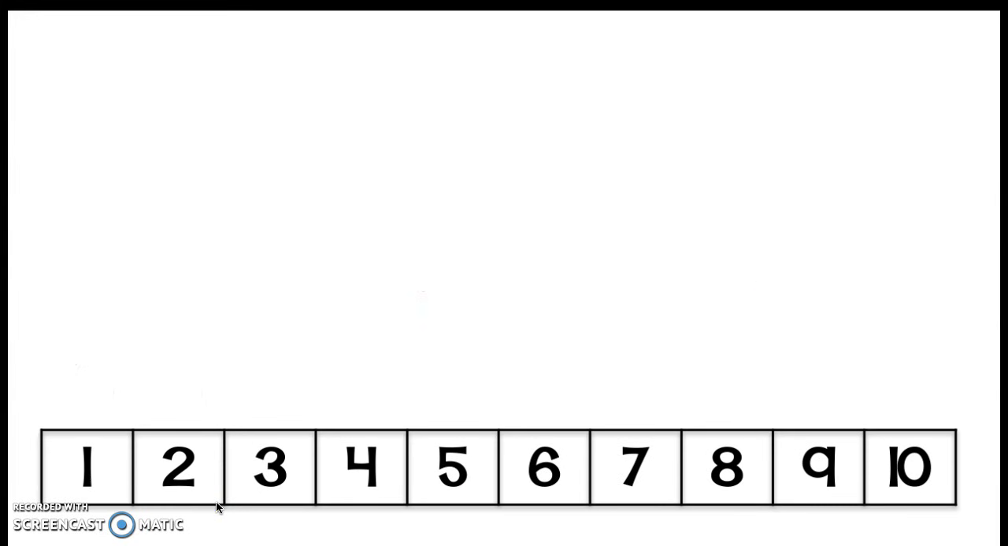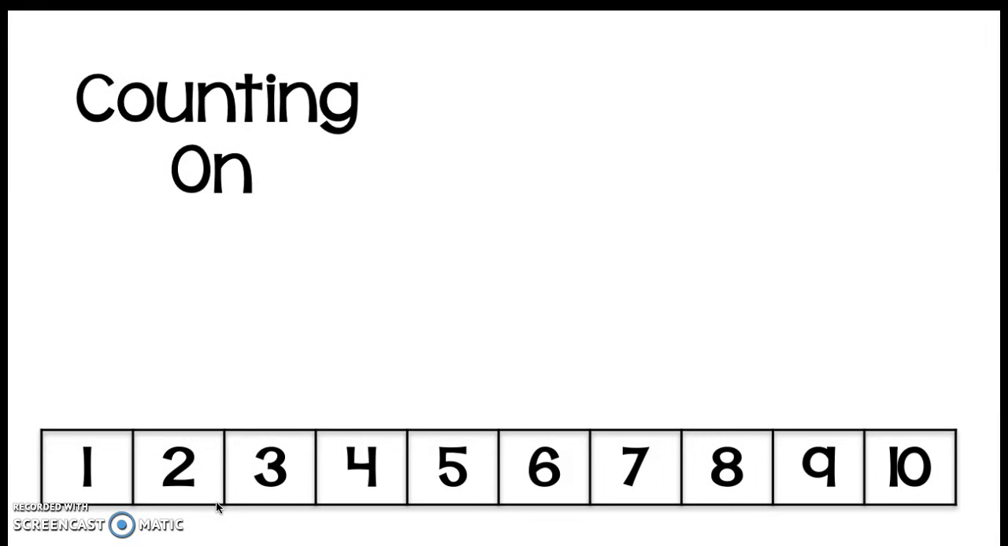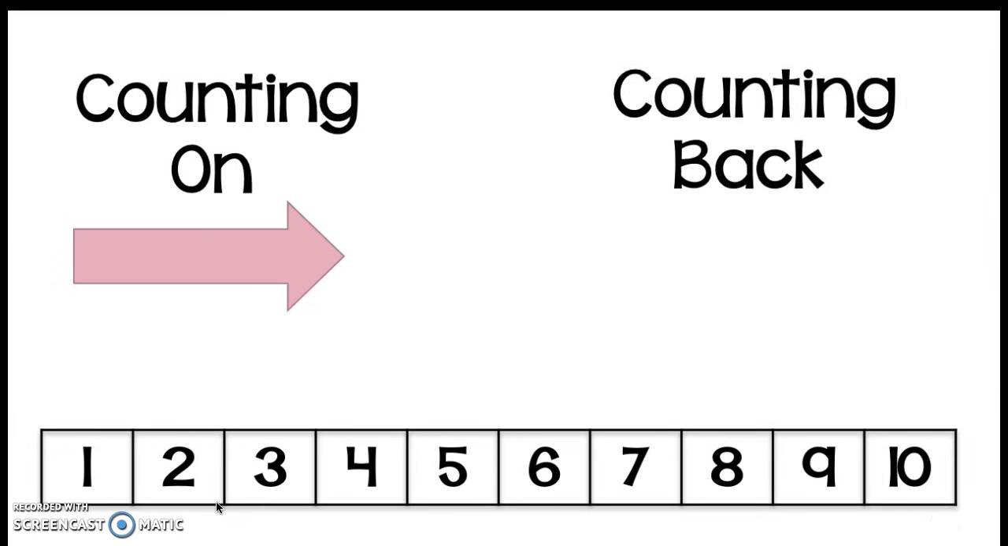Here's our number path. Now today we have a choice. When we're adding or subtracting, we can either count on. Now when you're counting on, you're going this way on the number line. You're starting at a smaller number and you're counting on or counting up to a bigger number. Your other choice would be to count back. When you're counting back, you're going backwards. You're starting at a bigger number and you're counting backwards to a smaller number.